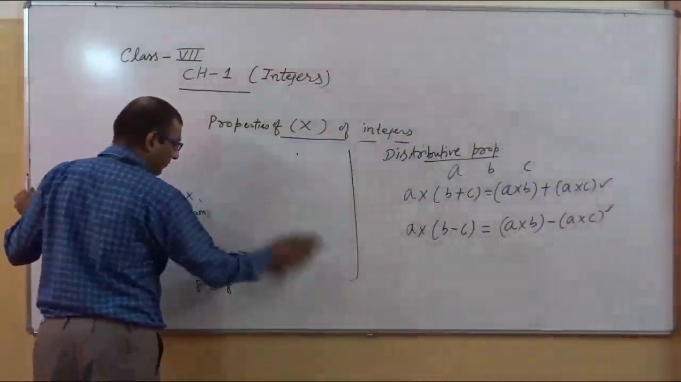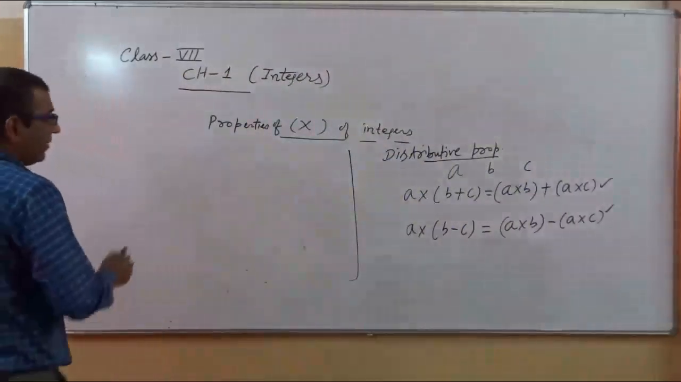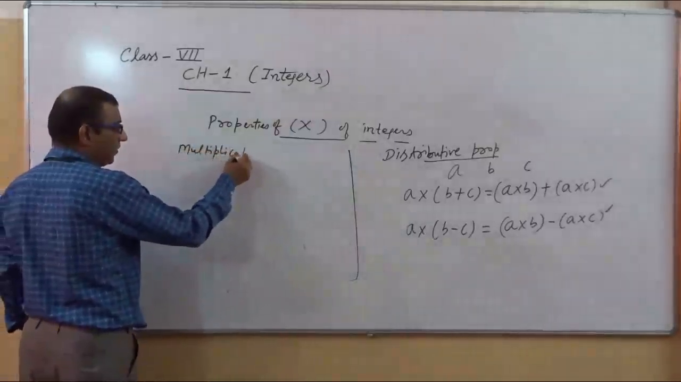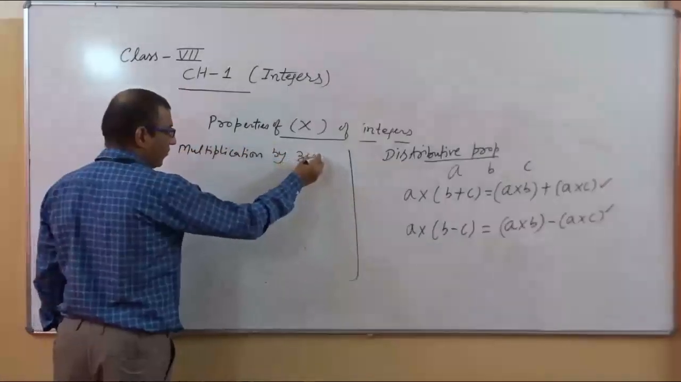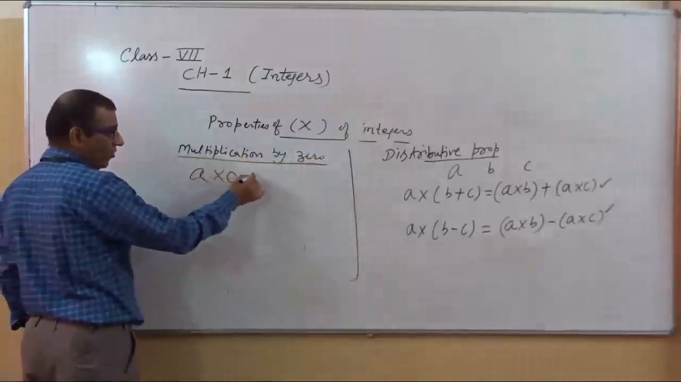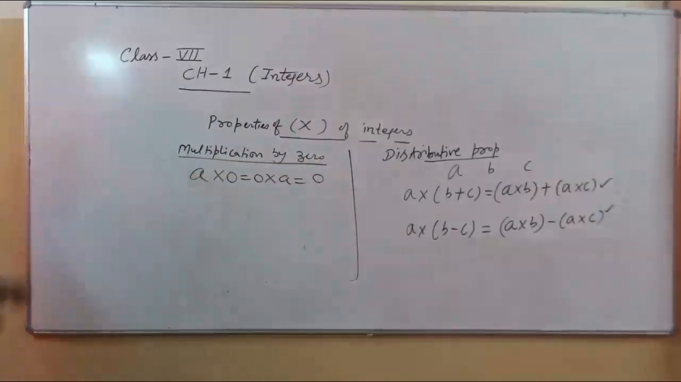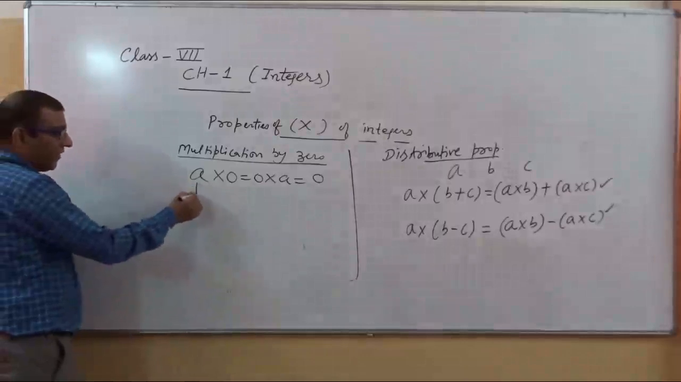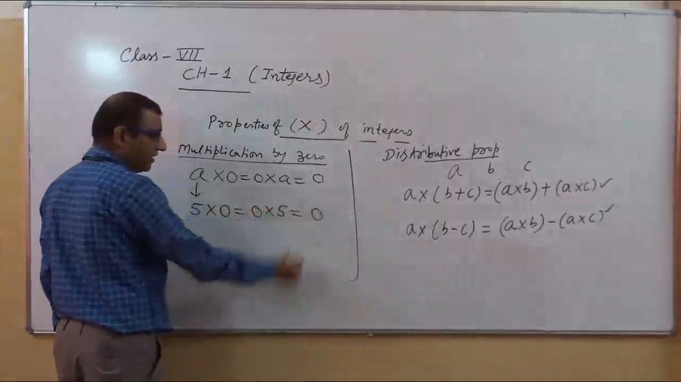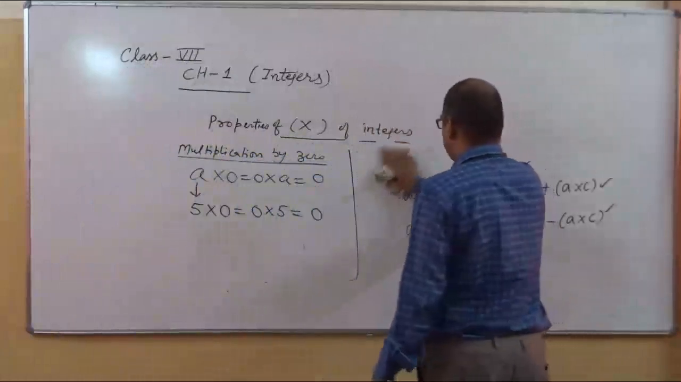After distributive property, we will continue with what happens when we multiply by 0. So, multiplication with 0 and multiplication by 0. For example, if any integer a is multiplied by 0, or 0 multiplied by any integer, again we will get 0. This is the concept of multiplication by 0. For example, if I am taking the value of a as 5, then 5 into 0 or 0 into 5 becomes again 0.